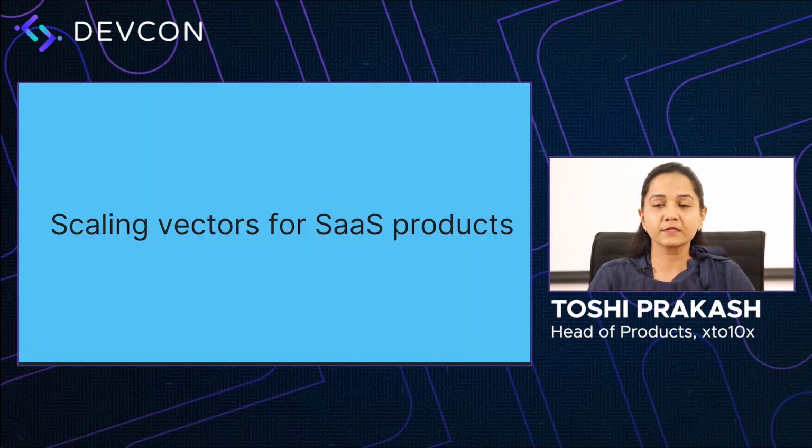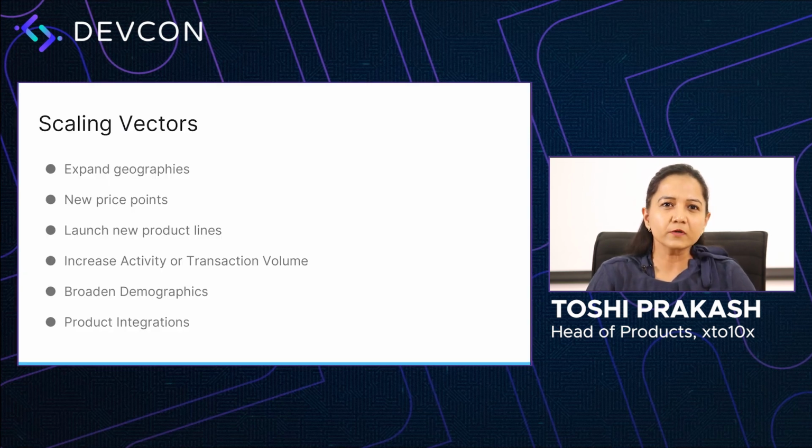So we'll go through a couple of examples of how typically SaaS products scale. One of the most common levers that is applied when we scale a SaaS product is expanding geographies. More often than not, the use case that you are solving can be applied in a global context. It's not just for a particular geography that you would be limited to. So you want to expand to more geographies.